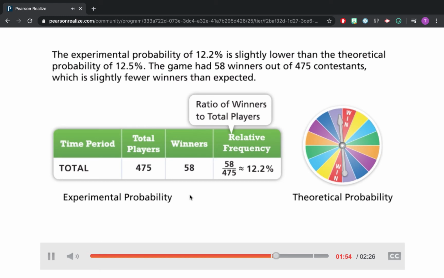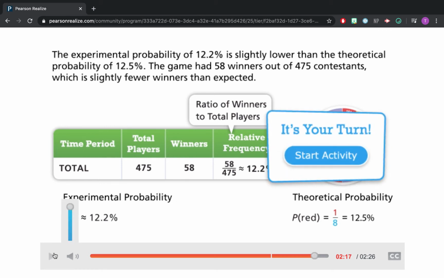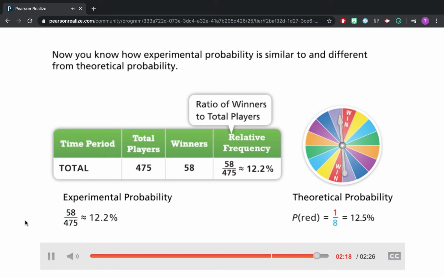The experimental probability of winning the game is 12 2/10%. This is slightly lower than the theoretical probability, which is 1/8, or 12 1/2%. The game had 58 winners out of 475 players. There were slightly fewer winners than Talia and Yoshi expected. Now you know how experimental probability is similar to and different from theoretical probability.